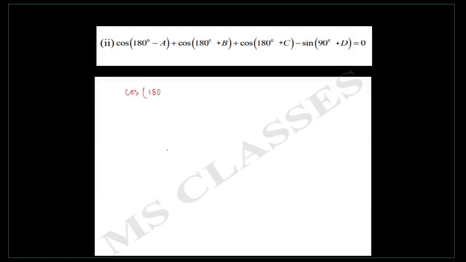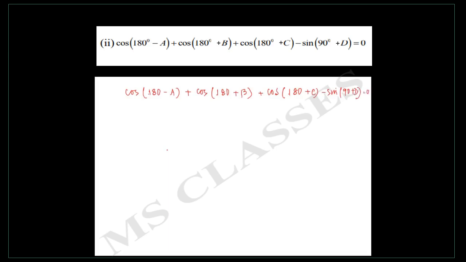Cos (180 minus A) plus cos (180 plus B) plus cos (180 plus C) minus sin (90 plus D) is the expression given which you have to prove equal to 0.